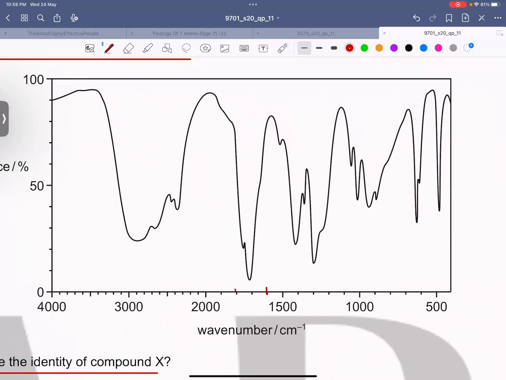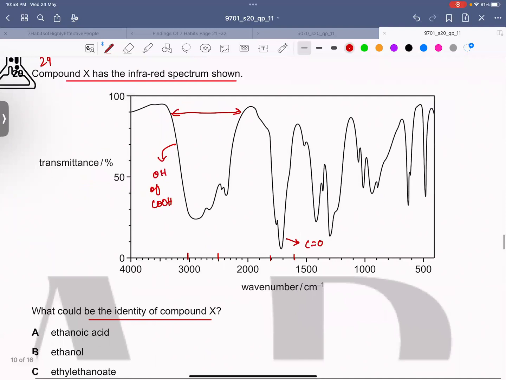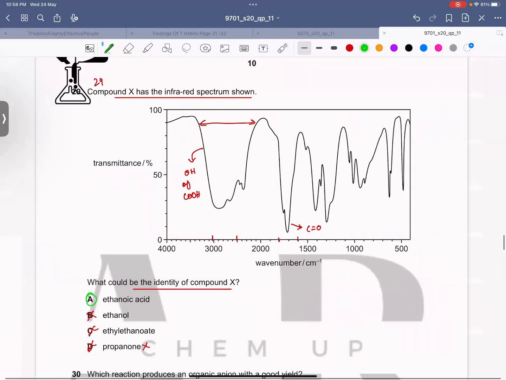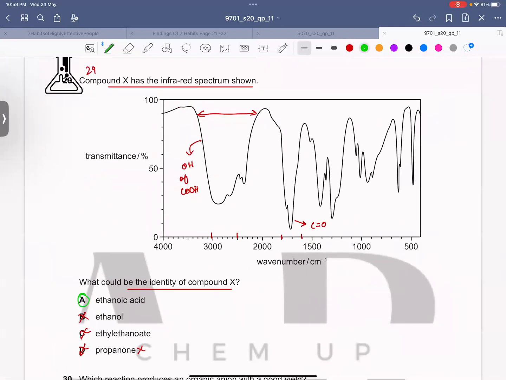But if you see from 1600 to 1800, you are getting a very strong peak, which is of a carbonyl, C double bond O. Further, if you look from 2000 to 3000, you are getting this broad peak, which is due to the OH of a carboxylic acid. So these two things clearly indicate that this is a carboxylic acid. And the carboxylic acid is the A option. So your A option is correct. Is this clear?